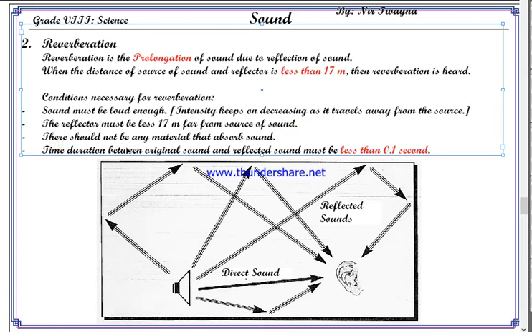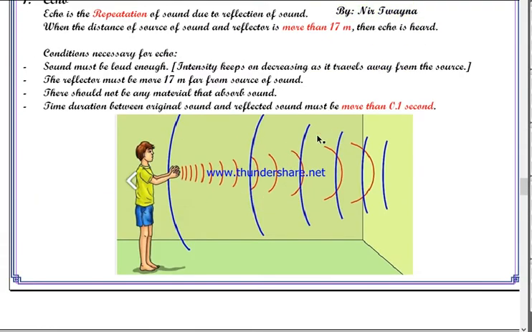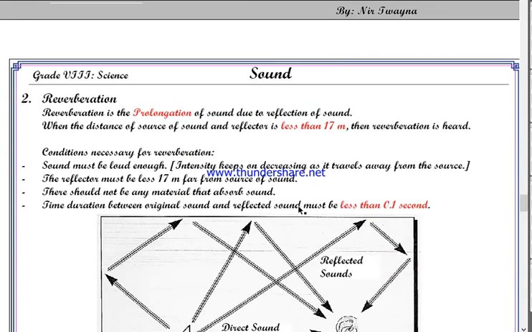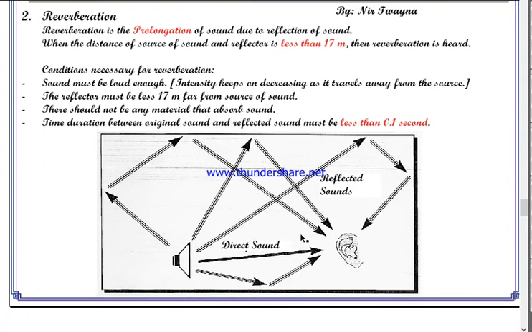Third one, there should not be any material that absorbs sound. This is also same as in echo. And the time duration between original sound and reflected sound must be less than 0.1 second. See the time frame, for reverberation it must be less than 0.1 second, and for echo it must be more than 0.1 second. They are just opposite to each other.